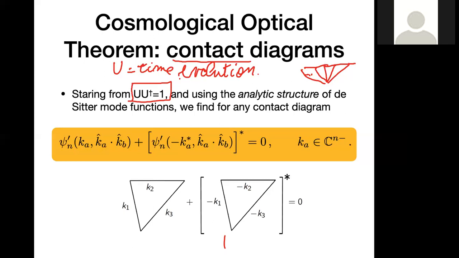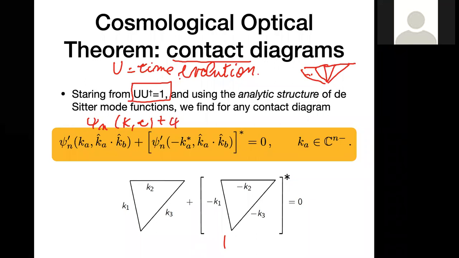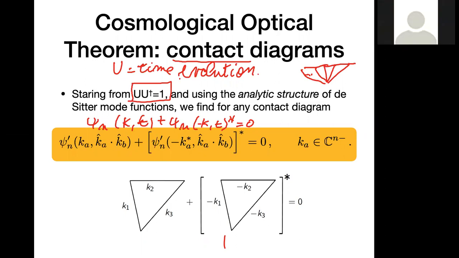Yes. In general, the equation will look like psi n of k comma t plus psi n star equals zero. If you have gone to t equal to minus infinity, this is what the equation looks like. This would be the equation at every time. And now I'm taking the limit of this equation for time going to plus infinity, and so I drop the argument t. Okay. Right.